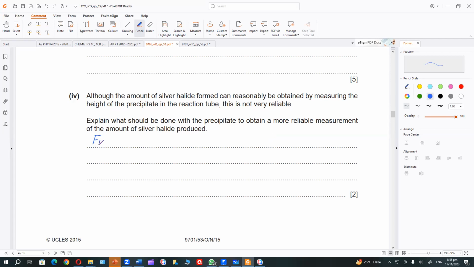Yes. What we can do is filter out the precipitate.